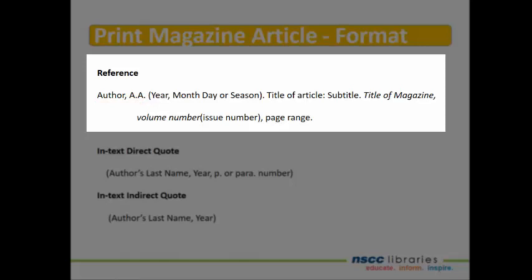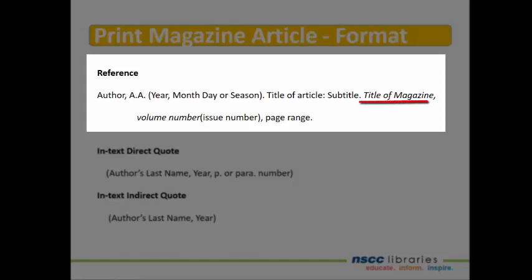In parentheses, include the year, and if available, the month, day, or season the magazine was published, followed by a period. Add the title and subtitle of the article, and capitalize only the first word of the title and subtitle, as well as any proper nouns.